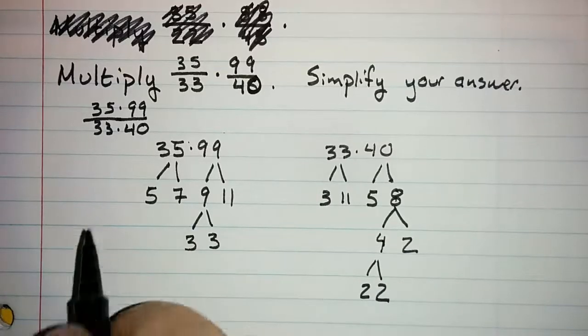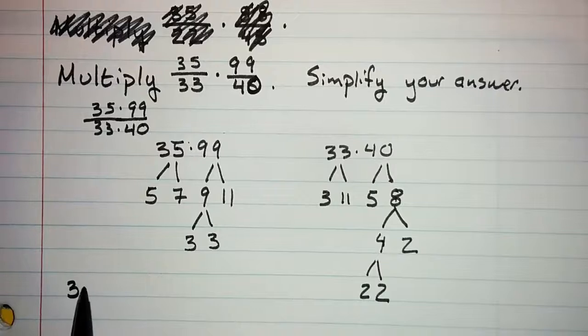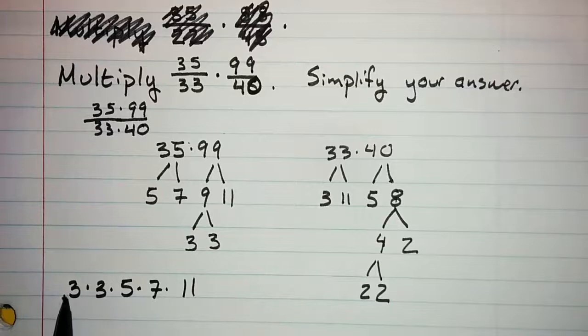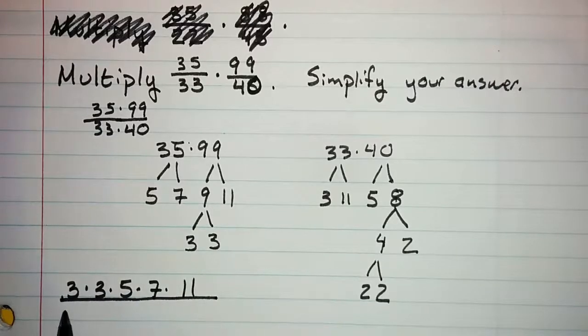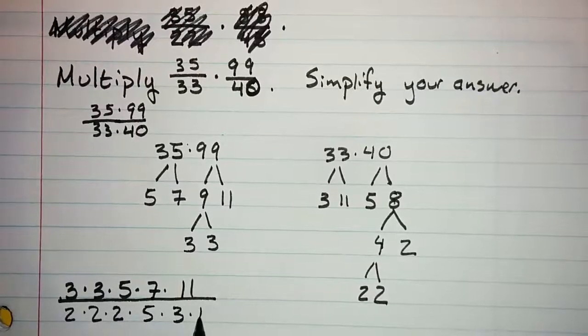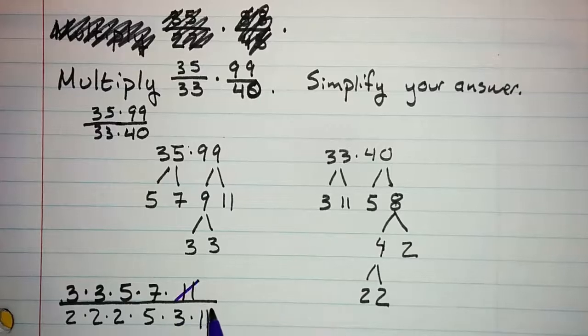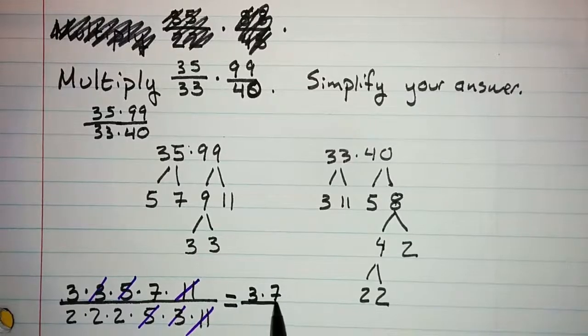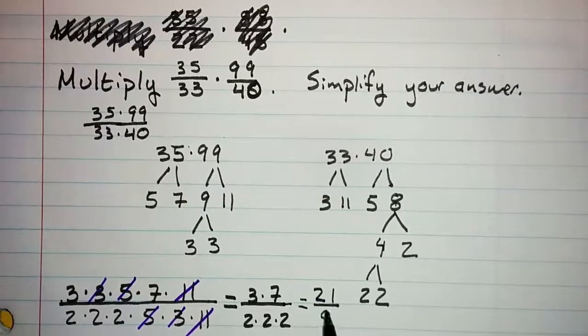So in factored form then, my fraction is 3 times 3 times 5 times 7 times 11 over 2 times 2 times 2 times 5 times 3 times 11. I see certainly an 11 that I can cancel, a 5, and a 3. What am I left with? 3 times 7 over 2 times 2 times 2. And I can work out that arithmetic if I'd like and get 21/8.